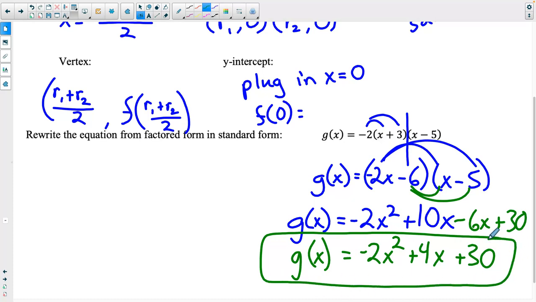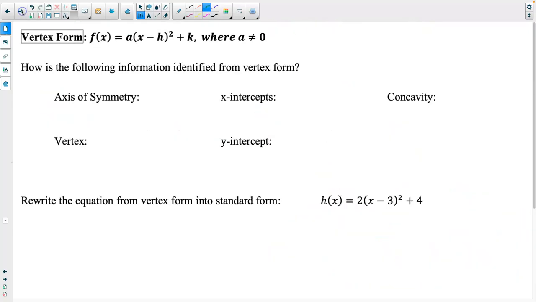Okay, so you've switched from factored to standard and you've done standard to factored. There's one additional form that we haven't tackled yet. What's the last form? Vertex form, that's right. So vertex form, my favorite form. There's a little bit more work to it. And there's a little less work to it too. It's not too bad. So we actually start with our vertex.